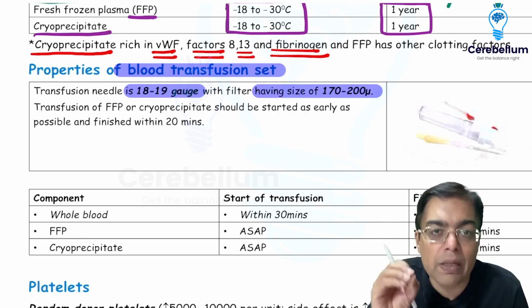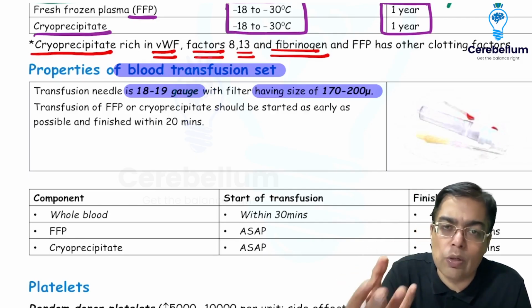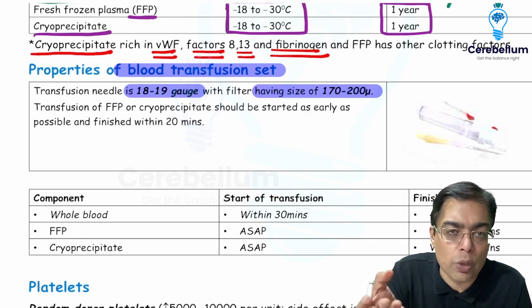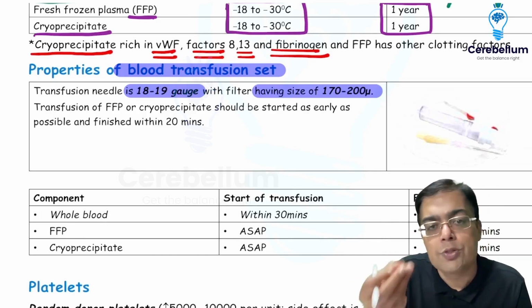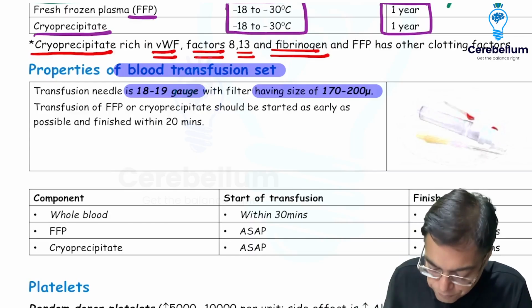Whereas in the case of FFP and cryoprecipitate, you take them out usually, these are life-threatening conditions where you require them for replacement of the clotting factors. So they have to be given at the earliest, right?